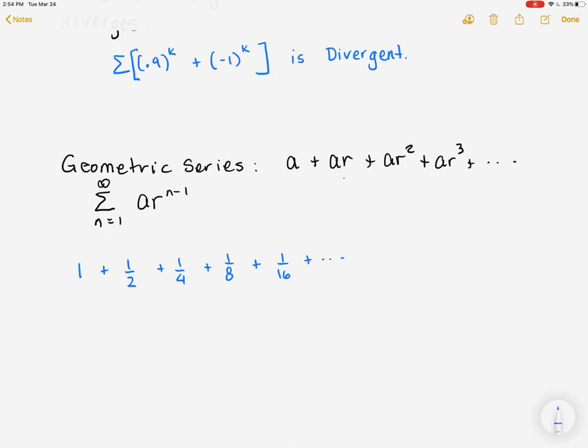So in this example, a is the first term, and r is the multiplier. So I can write this series as the sum from k equals 1 to infinity of a times r to the k minus 1 power. I told you I bounce back and forth between n's and k's. Or another quick way to write this, since 1 to any power is 1 and multiplying by 1 is 1, I can write this as the sum from k equals 1 to infinity of 1 over 2 to the k minus 1.